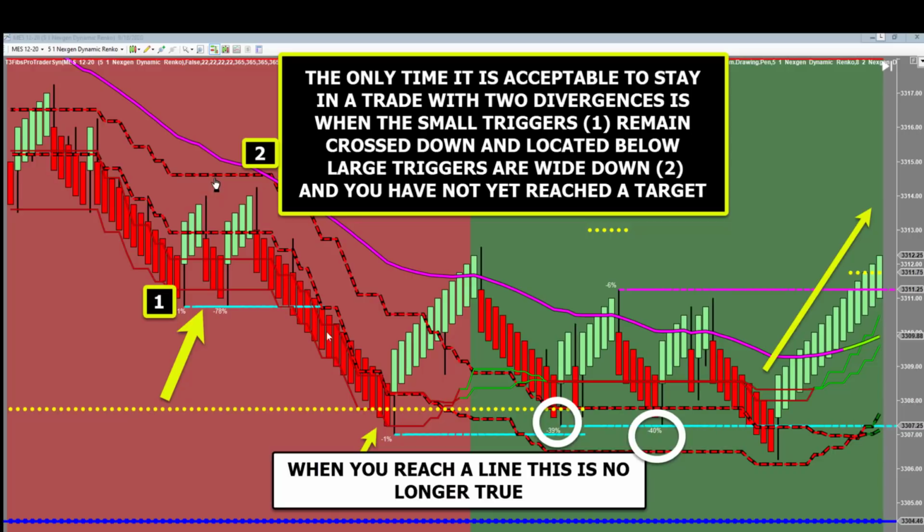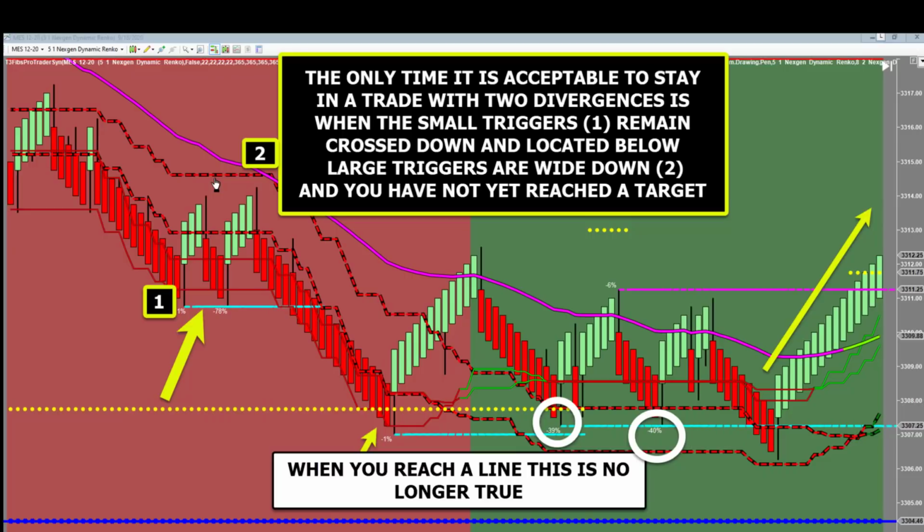But you're going to make it all the way down to a target, and then eventually, look, the small triggers and the large triggers have lost their strength, and the smalls crossed above the large. That's what changes the color. Now divergences are going to be very powerful, and you'll notice the market did indeed reverse.